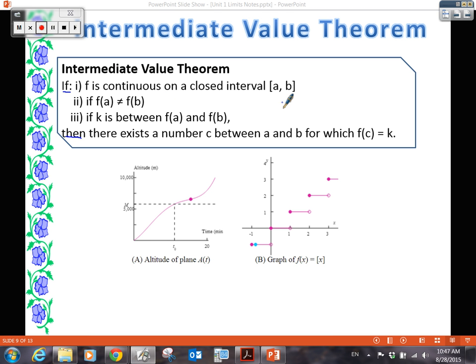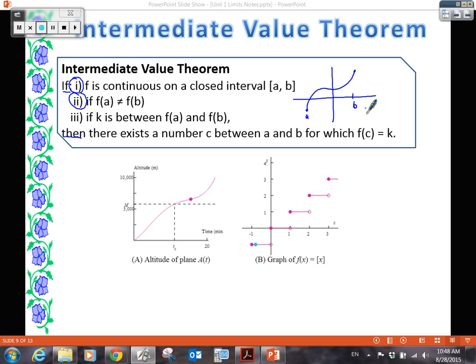We learned yesterday what continuous on a closed interval means and what we need if we were to have to prove it. The second thing that has to be true, so that's the first thing, continuous on a closed interval. The second thing is that f of a cannot equal f of b. So let me draw a picture of what something might look like. So let's say that's at a and that's at b.